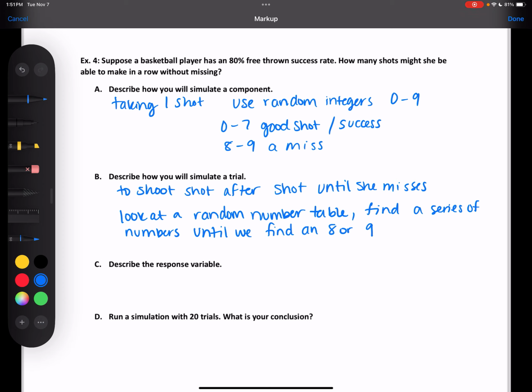So describe the response variable. Any idea what the response variable would be for this? The miss. The make. Number of shots without missing. So we're going to count the number of shots without missing.